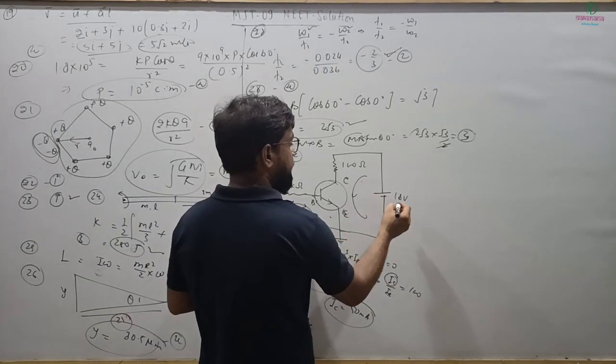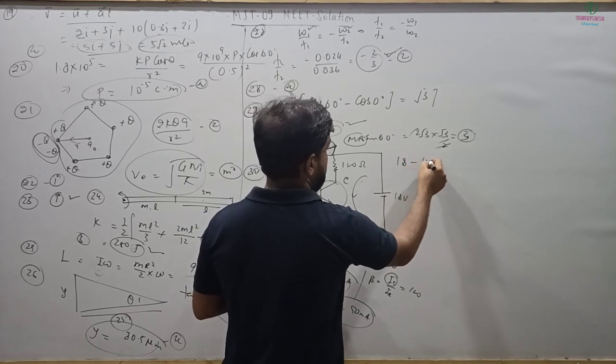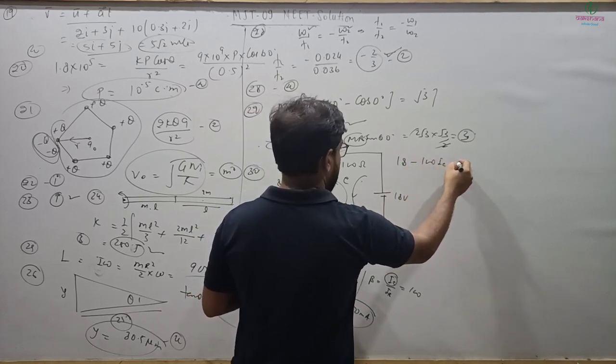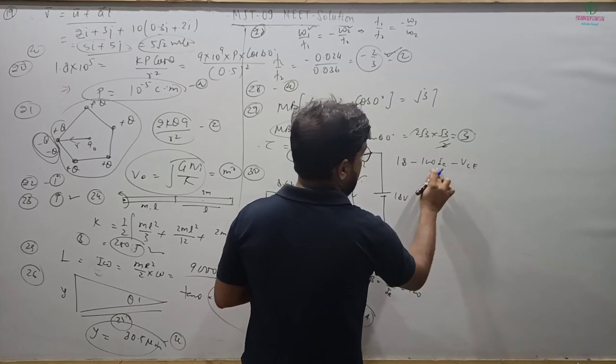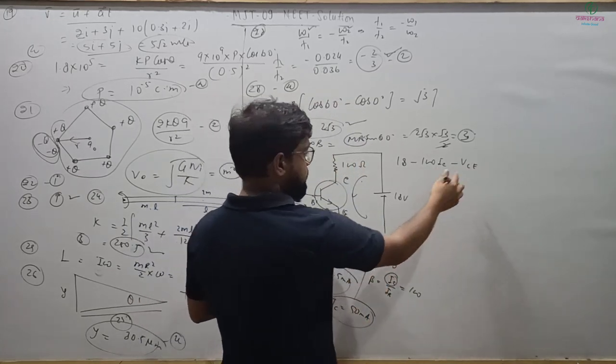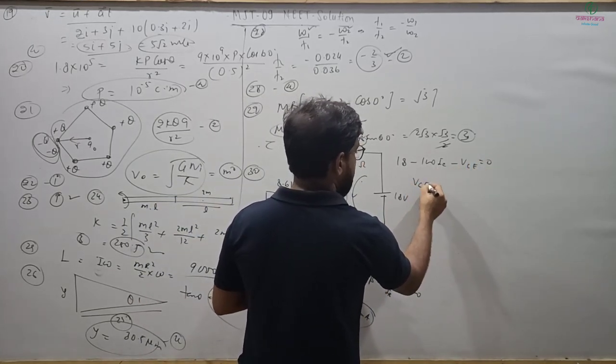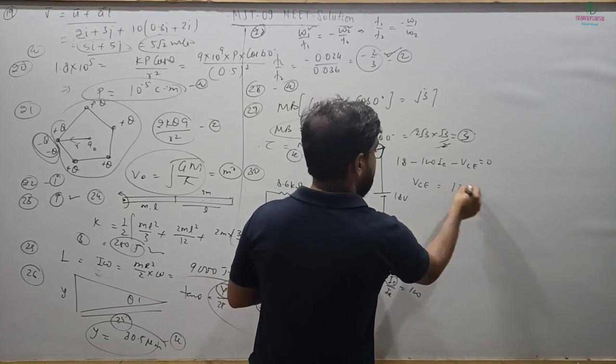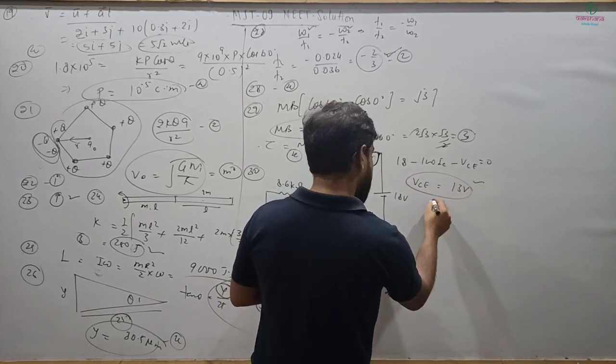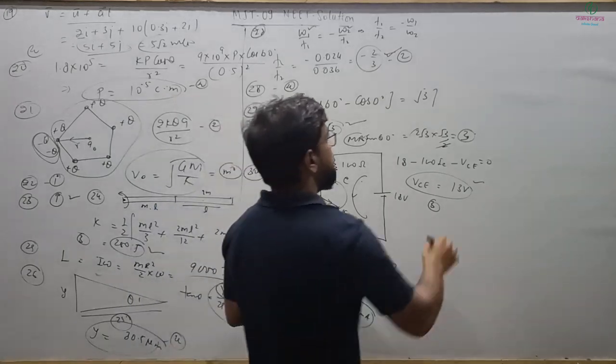Now, applying KVL here, it's 18 minus 100 IC minus VCE, and IC we already got from here. Substitute this, it is equal to 0, solving VCE is coming out to be 13 volt. The answer is matching with option number 3. Next, question number 31.